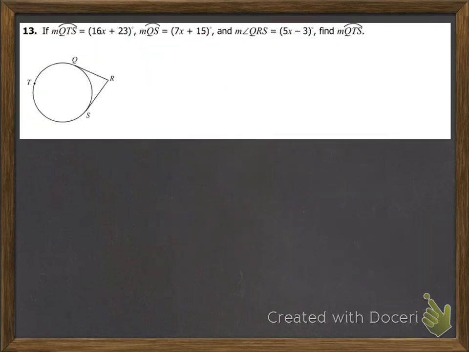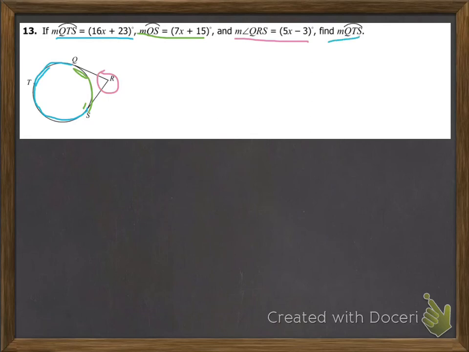All right, last but not least, we have number 13 here. So I'm going to color code again, because it's just easier that way. They tell us that arc QTS, which is going to be this big arc right here, arc QTS is 16x plus 23. They also tell us that arc QS, which is right there, is going to be 7x plus 15, and that is also going to be underlined in green, and then angle QRS is right here. And we need to find the measure of arc QTS.